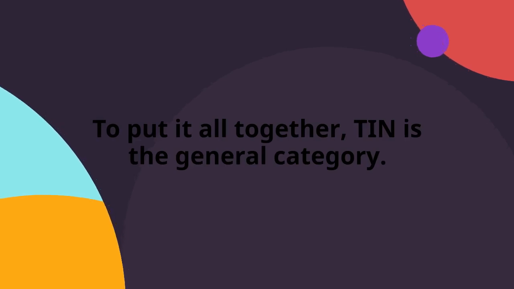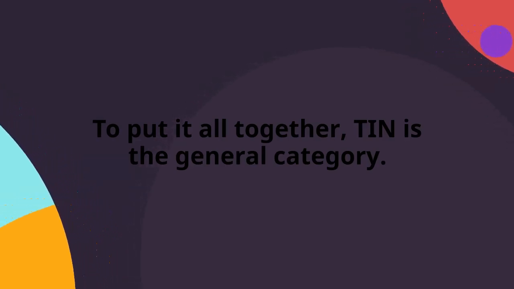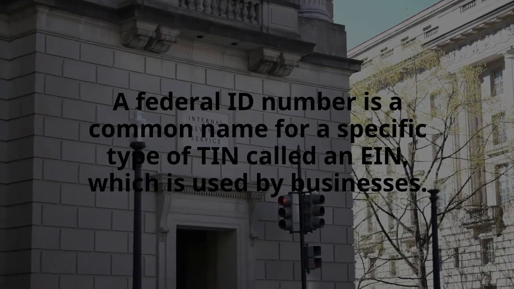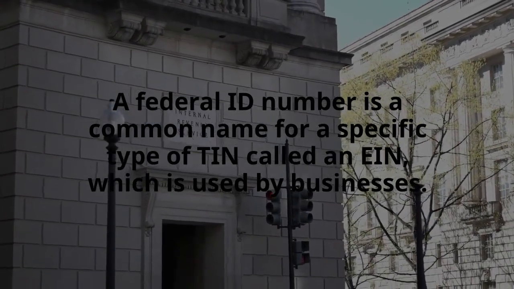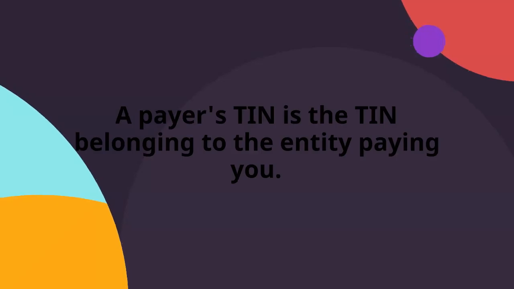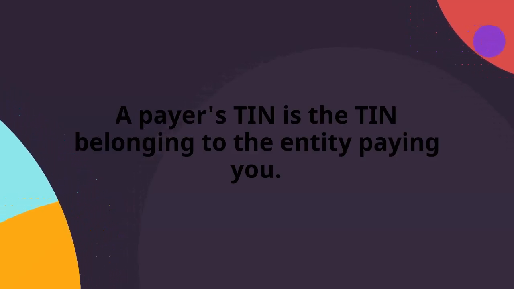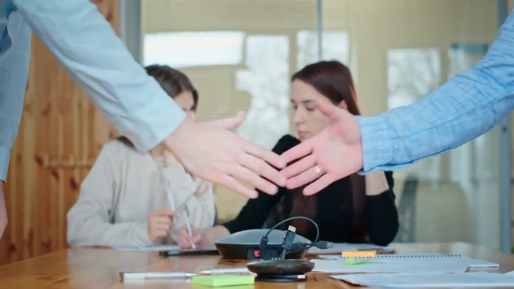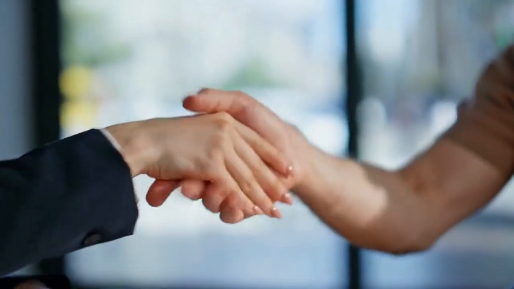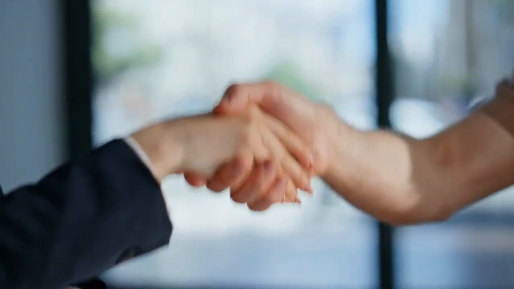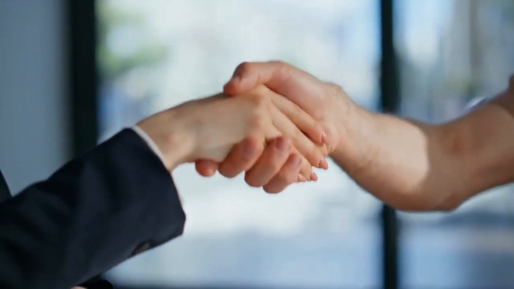To put it all together, TIN is the general category. A federal ID number is a common name for a specific type of TIN called an EIN, which is used by businesses. A payer's TIN is the TIN belonging to the entity paying you. Therefore, if your payer is a business, their payer's TIN is their federal ID number. It's all about understanding that one term is a broad category and the other is a specific type within it.